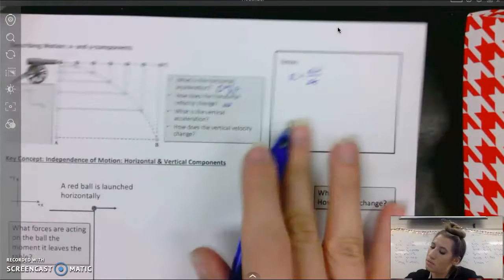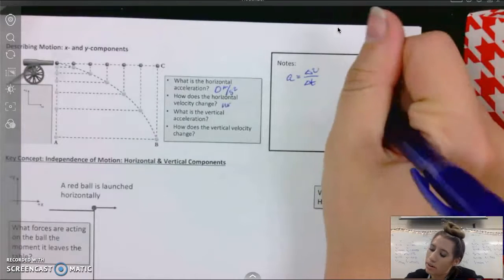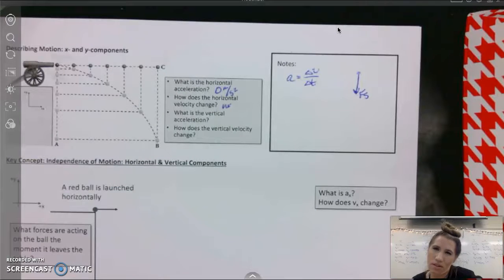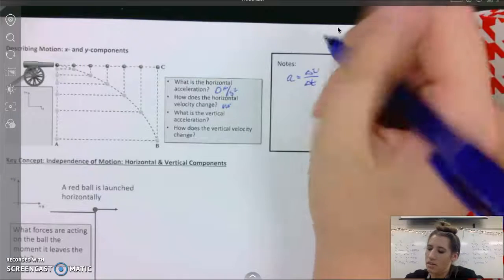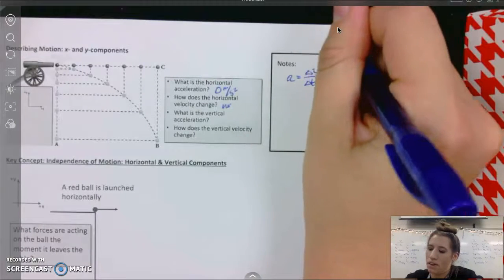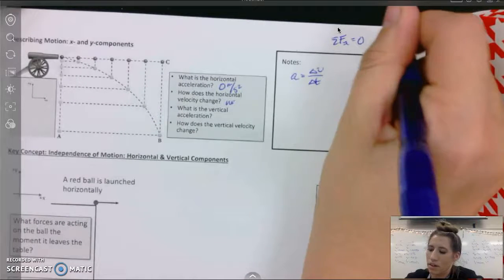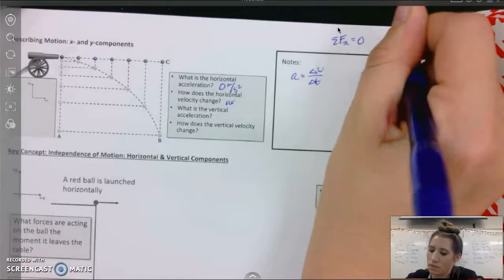This should make sense, because remember, the only force is the force due to gravity. There's no forces in the x direction that would cause an acceleration. Okay? The sum of the forces in the x direction equals 0, and so that must mean that the acceleration is equal to 0.